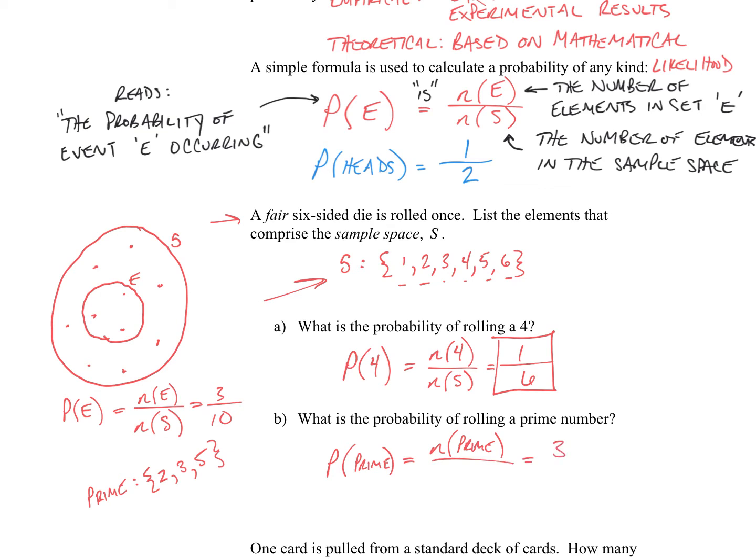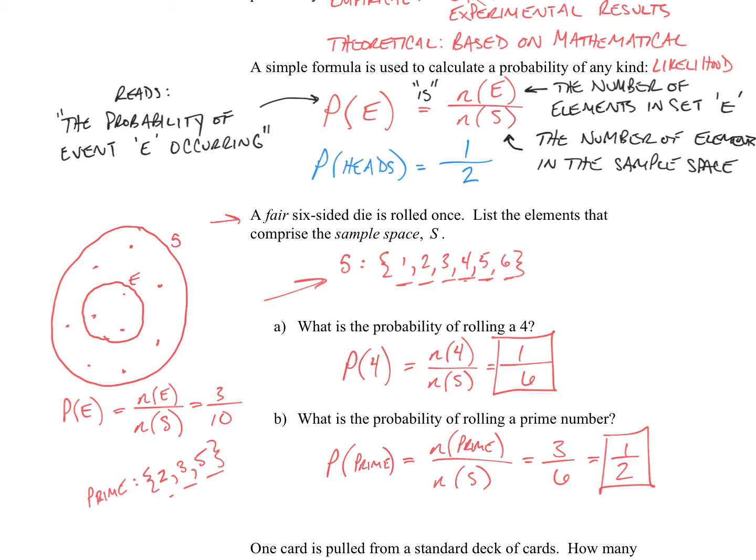3, right? 2, 3, and 5. These are all the prime numbers in the sample space. How many total elements are there in the sample space? Well, there are still 6 because we're still talking about a 6-sided die, the same one. So in this case, we would say the probability is 1/2 because we need to reduce this if we can. Don't forget to reduce these numbers if possible.